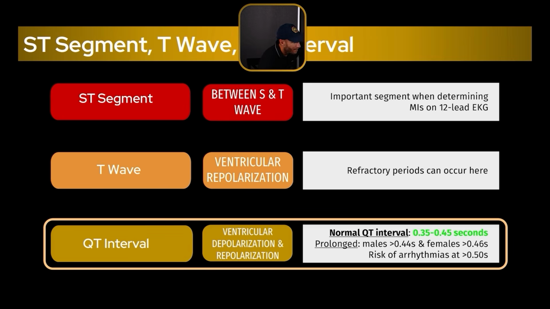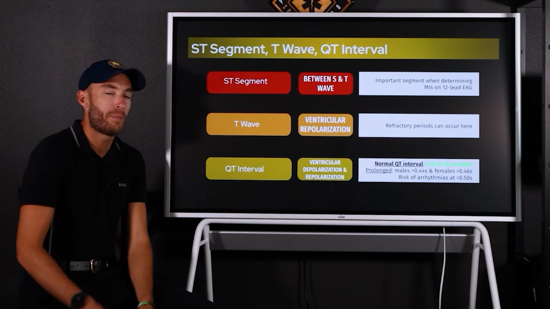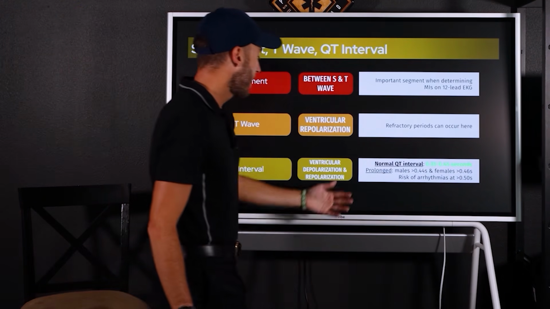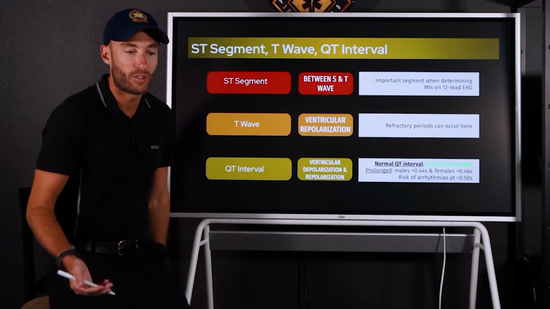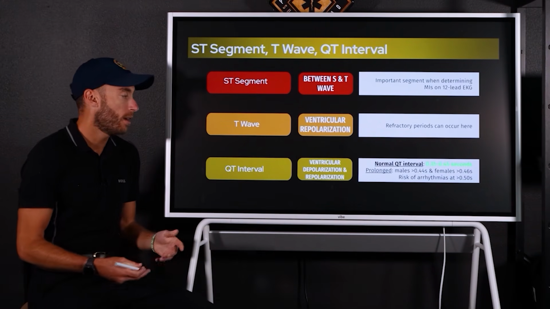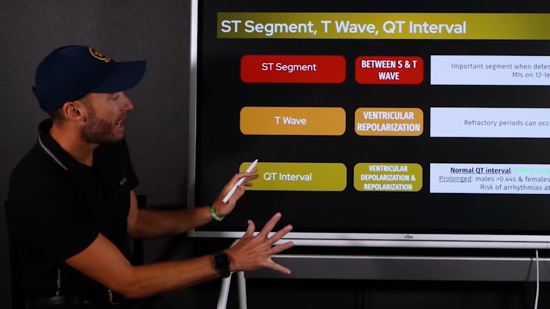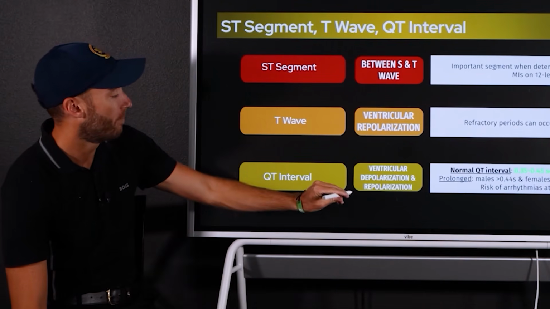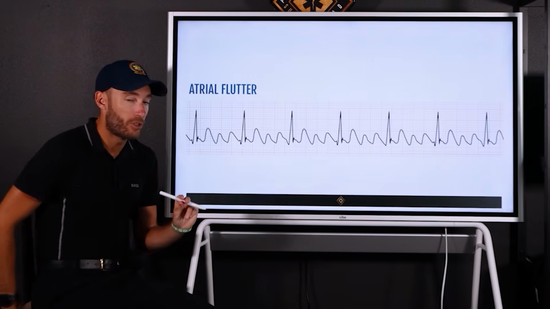A normal QT interval is actually 0.35 to 0.45, and prolonged in males would be above 0.44, females would be above 0.46, and there's a risk of arrhythmias if it's over 0.51. Who's at risk in this? We think about young athletes. You see these young athletes in a game and then all of a sudden they go into cardiac arrest. It can have to do with this QT interval. We've seen these in sports happen with R on T phenomenon, et cetera. That's for another video, but for folks in NREMT, we need to know this as a basis for cardiology.